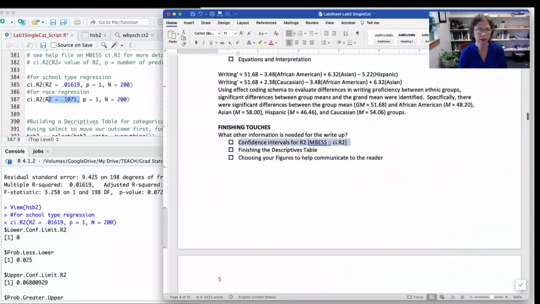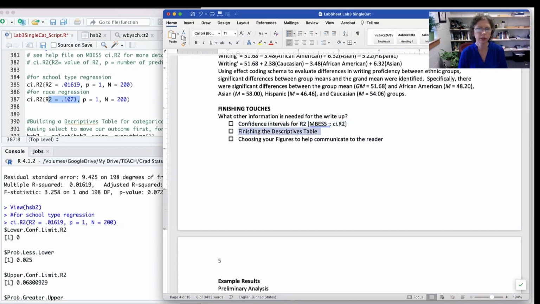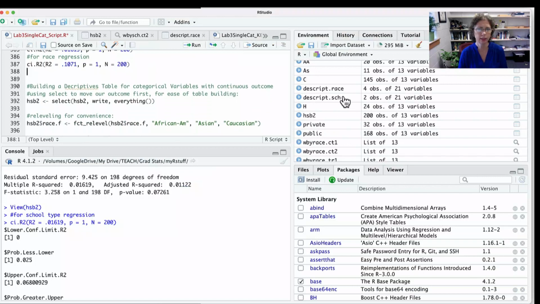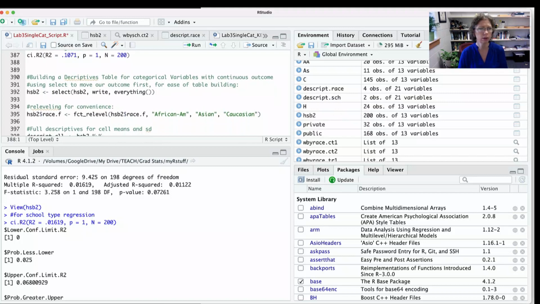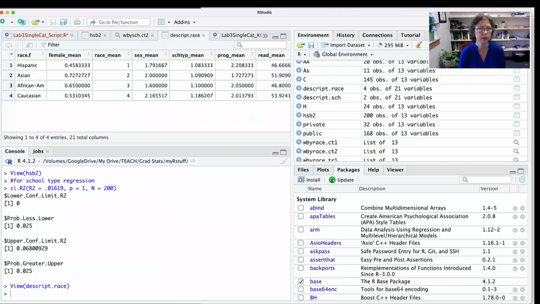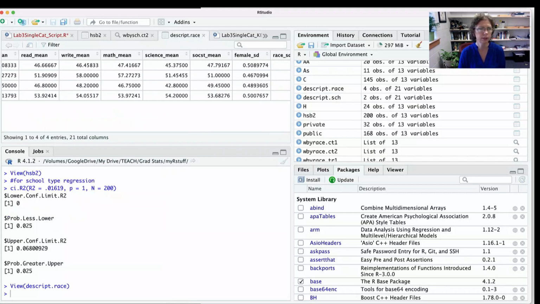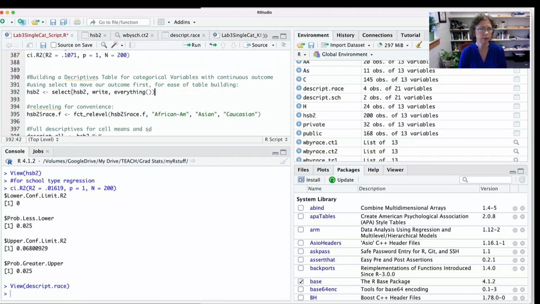Let's see. And we want to finish working with the descriptives table. So remember when we were getting all that information up at the beginning, like descript race, descript school, we can also use some of our dplyr tools to organize and get everything up to the front. Like if I want, instead of write being all the way at the end, remember when we look at this one and we got to scroll over to get to write? Well, we can go ahead and move it up to like the beginning.